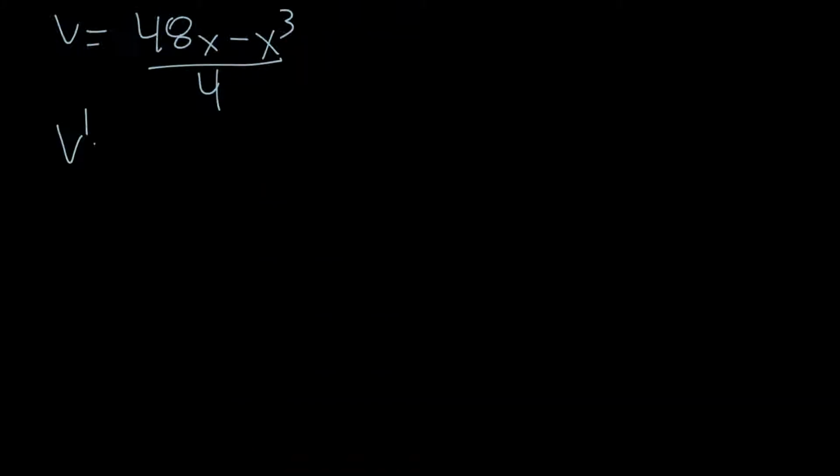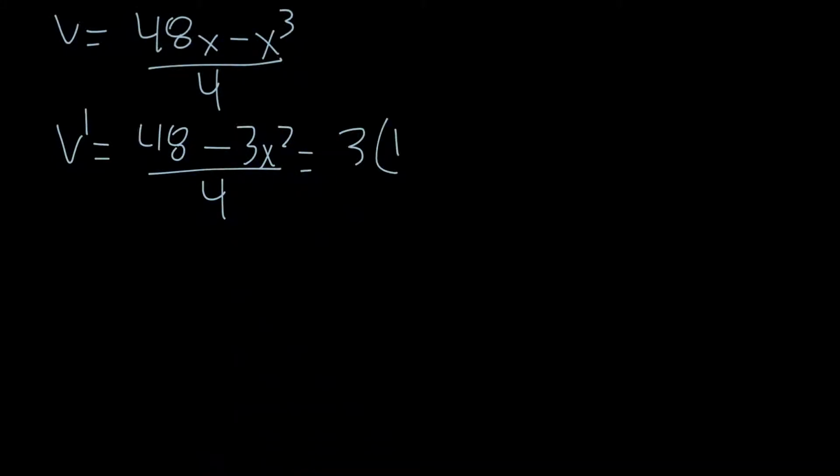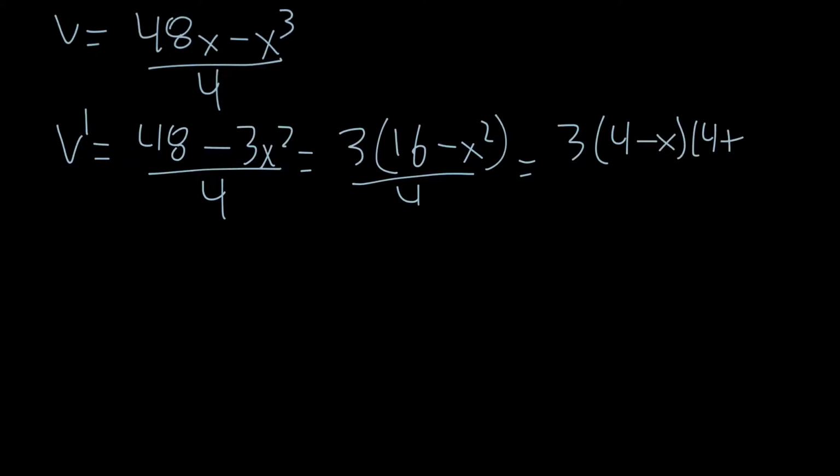And we're going to take the derivative with respect to x, which will give us 48 minus 3x squared all over 4. And we can see that a 3 will factor in the numerator, and we'll be left with 16 minus x squared over 4, which again, we can factor to 4 minus x and 4 plus x, all over 4.